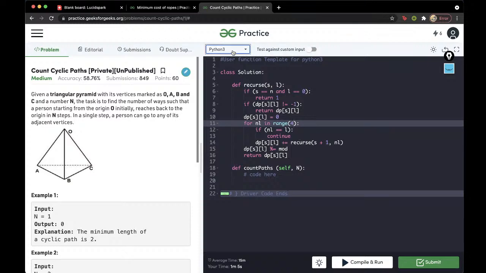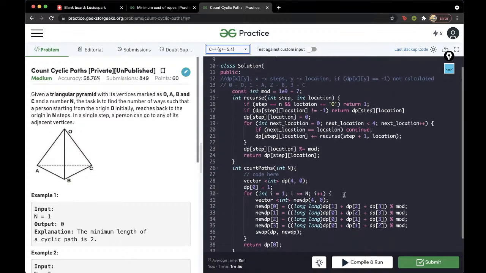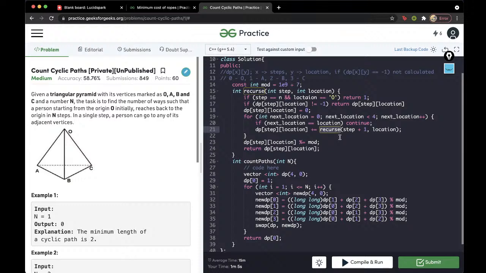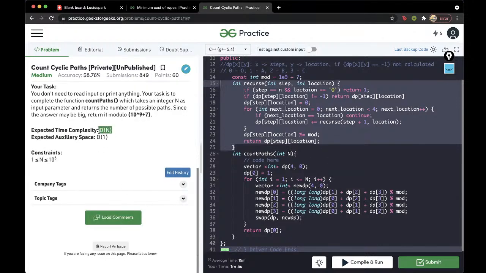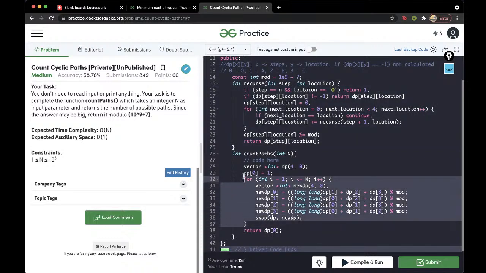Okay, so in the C++ code, someone asked me where I call the recursive thing. I call it over here inside the loop. This recursive solution was just to explain DP and how you think about the recursive solution. I didn't implement this because the memory complexity of the recursive solution cannot be optimized. If you want to optimize memory, you usually go for an iterative DP.